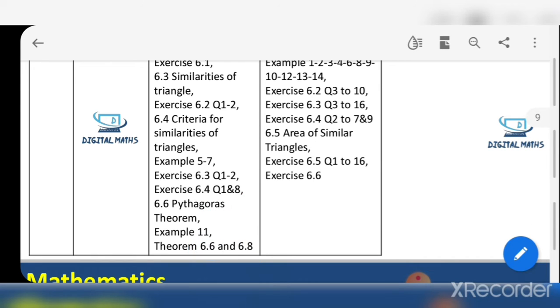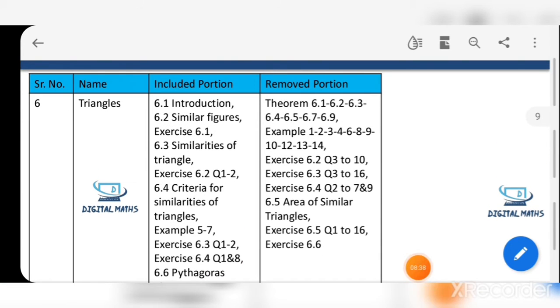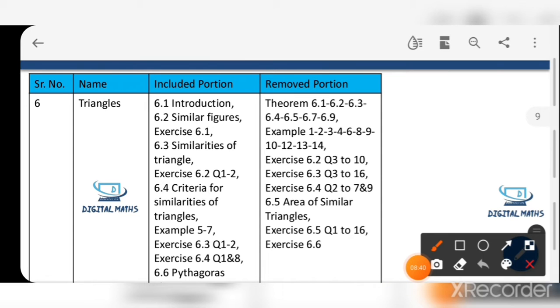Now we have to see the removed portion. Which is the removed portion? Theorems 6.1, 6.2, 6.3, 6.4, 6.5, 6.7, 6.9. Means all the other theorems are removed. Only 3 theorems will be asked in your board examination. It is very gladdening news for you. It is a passing key.